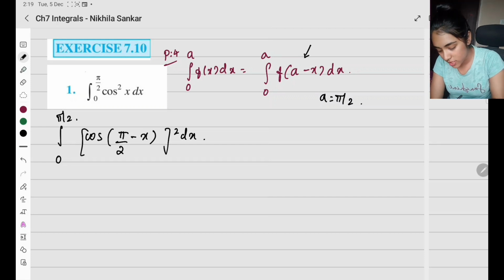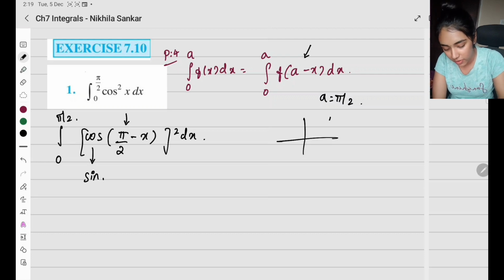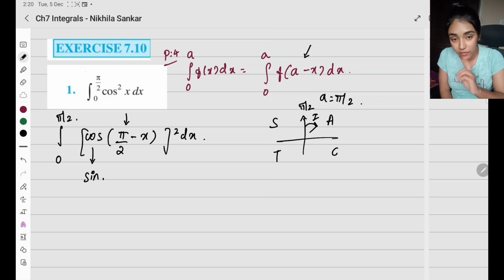Okay, so now cos of pi by 2 minus x, what is it? Complementary. So cos becomes a sin. Whether it is positive or negative, how do we know? All silver teacups. Pi by 2 minus x, we are talking about the first quadrant. This is my pi by 2. First quadrant, everything is going to be positive.